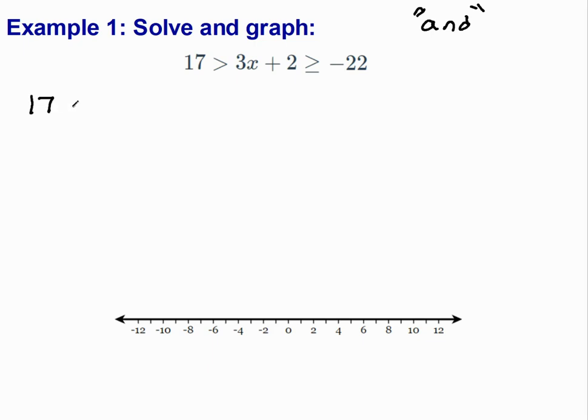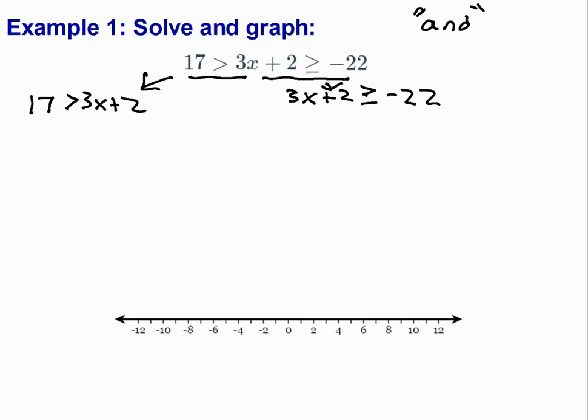So I'm going to write 17 is greater than 3x plus 2, and I'm going to write 3x plus 2 is greater than or equal to negative 22. I just took this part of the inequality and made it its own thing, and I took this part of the inequality and made its own thing. So I'm going to solve each one of those inequalities using our steps for solving. Subtract 2. I'm actually going to solve these simultaneously. I'm going to do them at the same time because it's the same work.